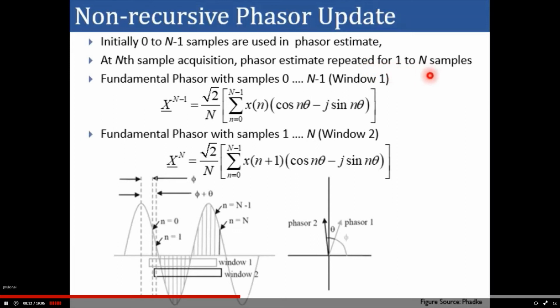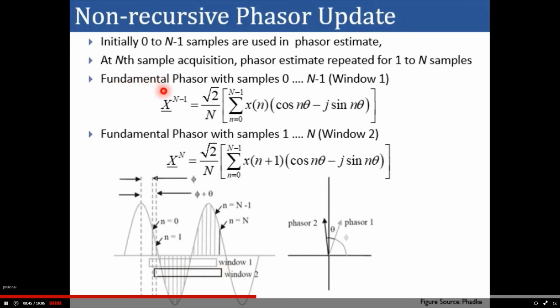Now at the Nth sample acquisition, the phasor estimate needs to be repeated, for sample n equal to 1 to capital N. So what will happen in that case? Window 1, which was taking samples from n equal to 0 to N minus 1, will now shift by one sample, and in window 2 we will take samples from n equal to 1 to n equal to capital N. So we will shift the window by one sample and recalculate the phasor value.